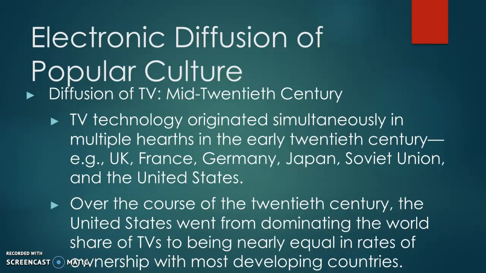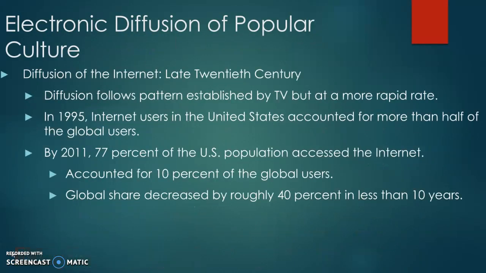Electronic diffusion of pop culture in the mid 20th century is primarily done by the TV. You should know this. You should think of mid 20th century television. That's when it booms. That's when everybody wants one. And then the next one is going to be the diffusion of the internet, which is the late 20th century. This is going to follow the same pattern as the TV, but it's going to spread much more rapidly.